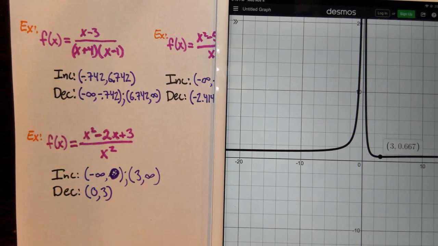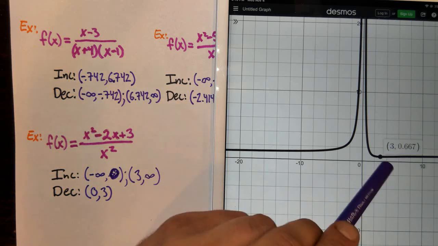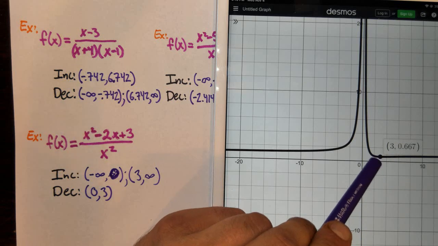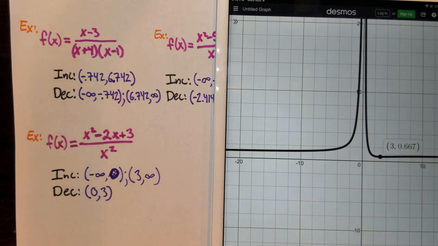And that's that. So Desmos is a very important tool, very useful when dealing with graphs. The best part about it is it gives us the points in between the intervals. It gives us those maxes or mins.